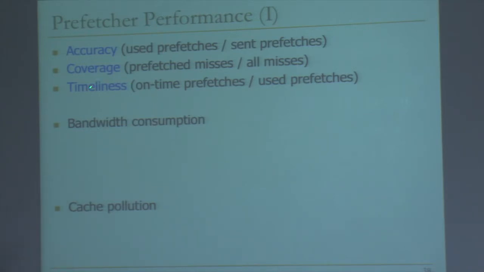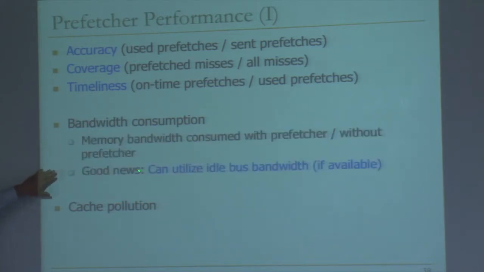So it's good to be careful in the timeliness definition. And there's no agreed upon timeliness definition anyway. But this is all to understand how the prefetcher behaves anyway. The third is bandwidth consumption. This is basically memory bandwidth consumed with the prefetcher divided by without the prefetcher. This is the increase in bandwidth consumption.